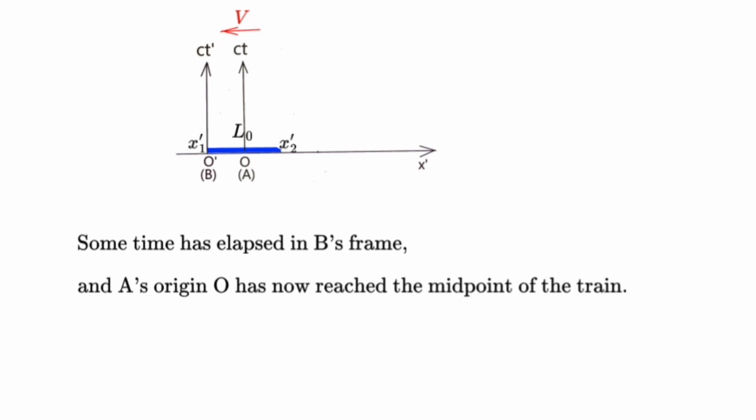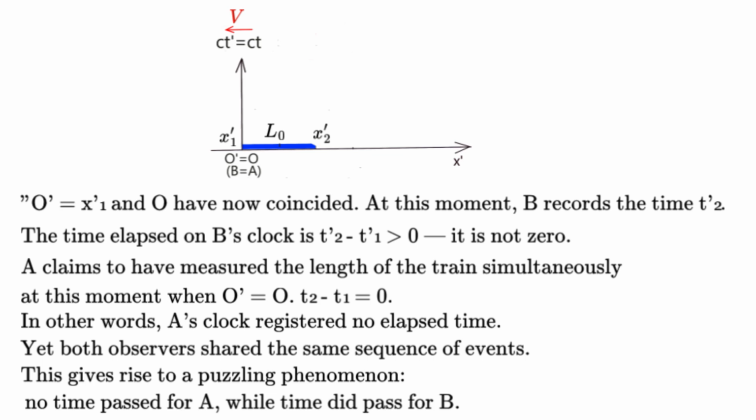Some time has elapsed in B's frame, and A's origin O has now reached the midpoint of the train. O prime equals x prime 1 and O have now coincided. At this moment, B records the time T prime 2. The time elapsed on B's clock is T prime 2 minus T prime 1 greater than 0.